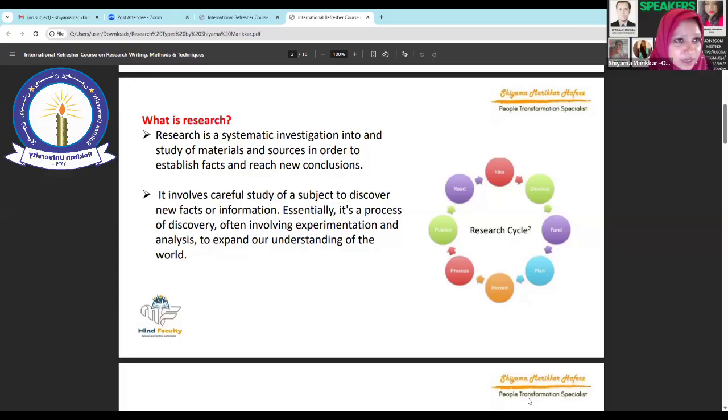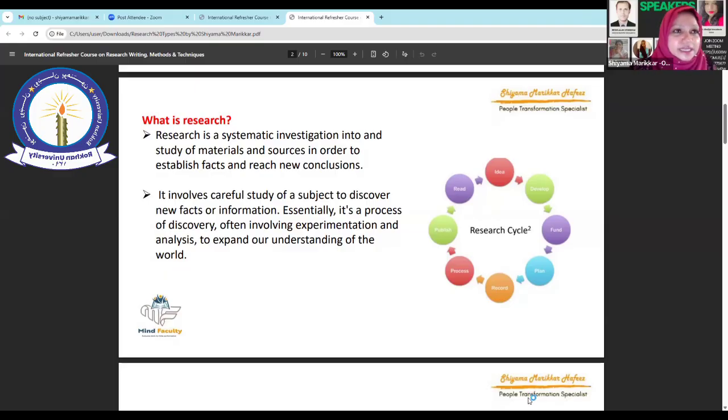Once you do the analysis, you have to interpret what you found out, what your results are, and discuss it. In this way, the final stage would be to publish. So these are the fundamental stages of research, we say.